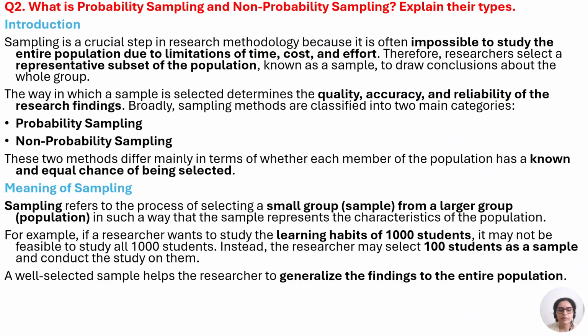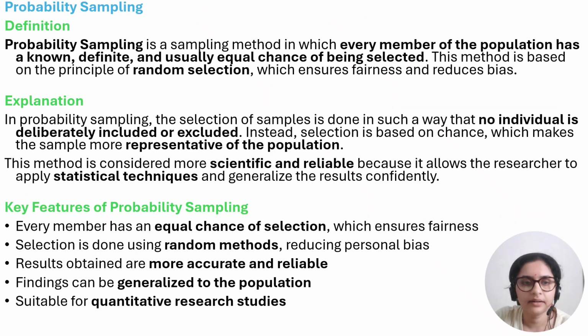What is probability sampling and non-probability sampling? Explain its types. So we know what is sampling. It is impossible to study the entire population because of limitations of time, cost, and effort. So a sample is required. So sampling is classified into probability sampling or non-probability sampling. Let's see what both of them are in detail.